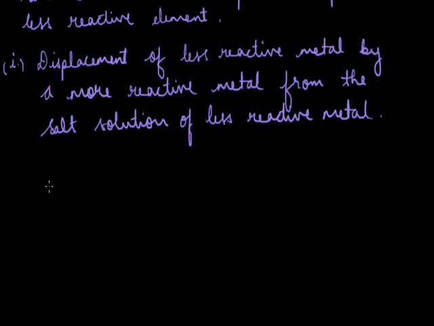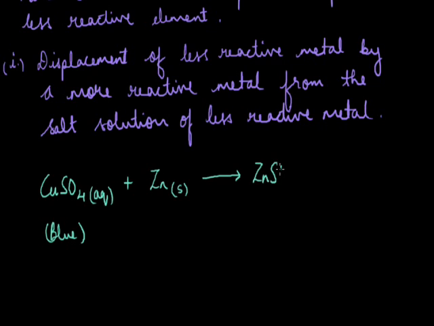For example, CuSO4, that is copper sulfate, aqueous solution is blue in color. When I add zinc pieces to it, what will be seen is that the color of the solution changes due to the formation of ZnSO4, that is zinc sulfate. The solution has now become colorless and there is deposition of a brownish reddish compound, that is copper.